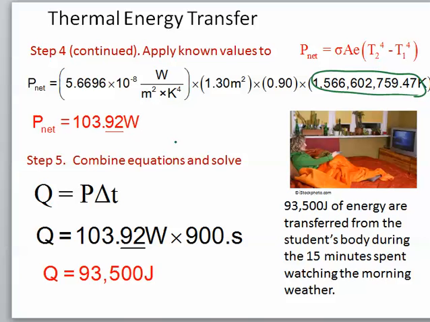So now we combine that into our energy equation to find out how much energy is being given off by this person during that 15 minutes. It was 103.92 watts times 900 seconds, and this person puts off 93,500 joules worth of energy during that 15 minutes.